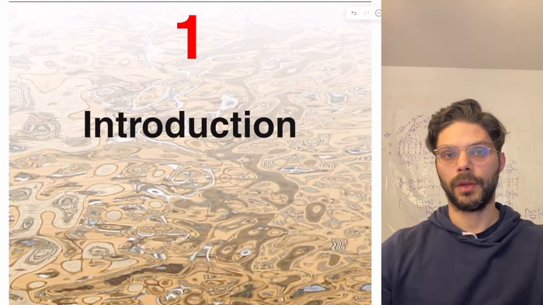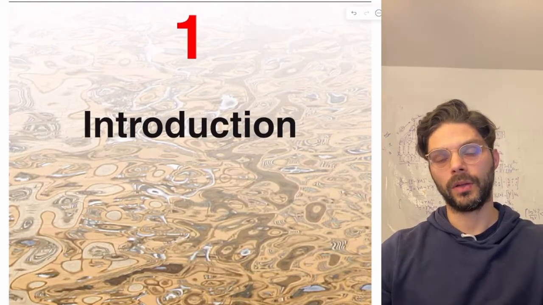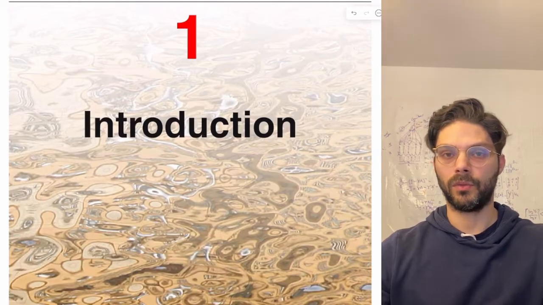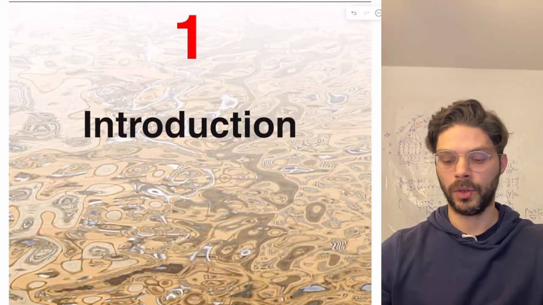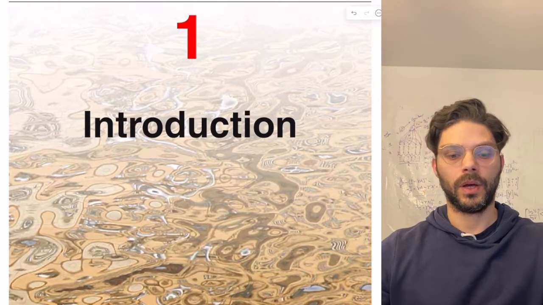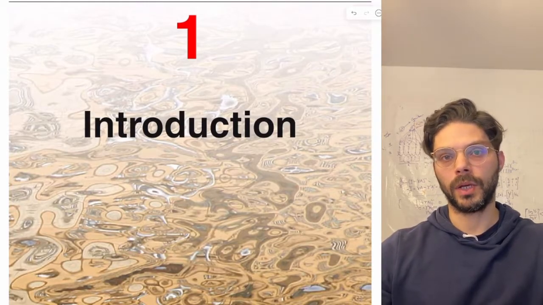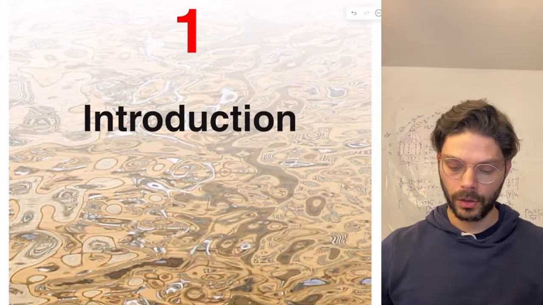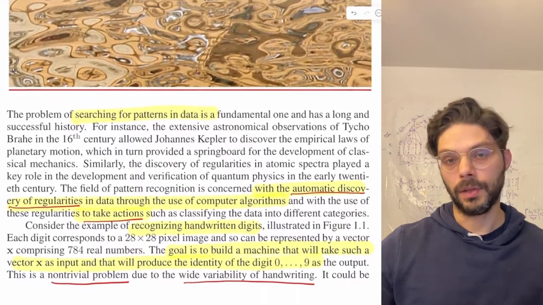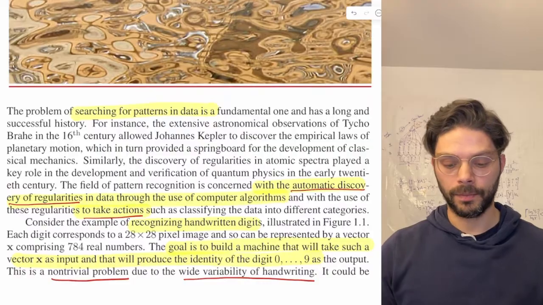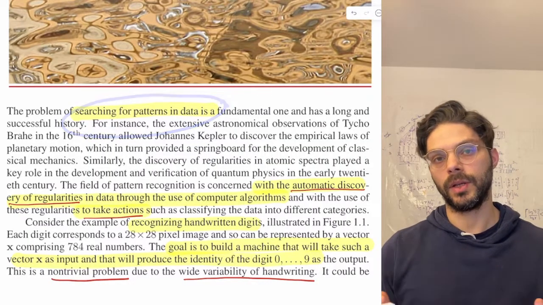Great. So let's start with chapter 1, where he's going to lay out some of the core ideas of what pattern recognition, machine learning, this book we're reading about, is all about. Some of the core terminology and topics that we're going to be covering in the rest of the book. So at the beginning, he just talks about searching for patterns in data, and why that's important.